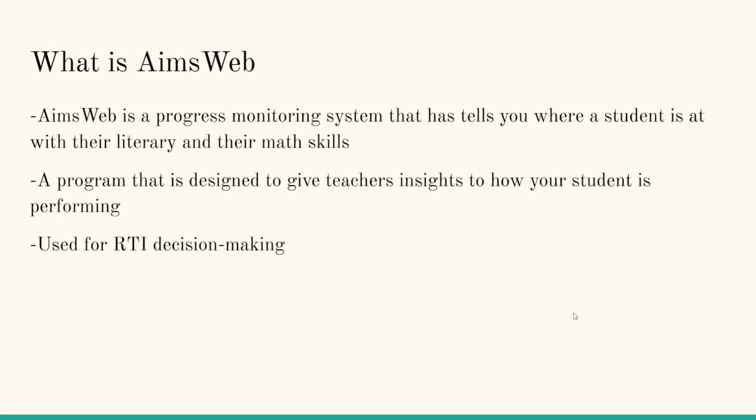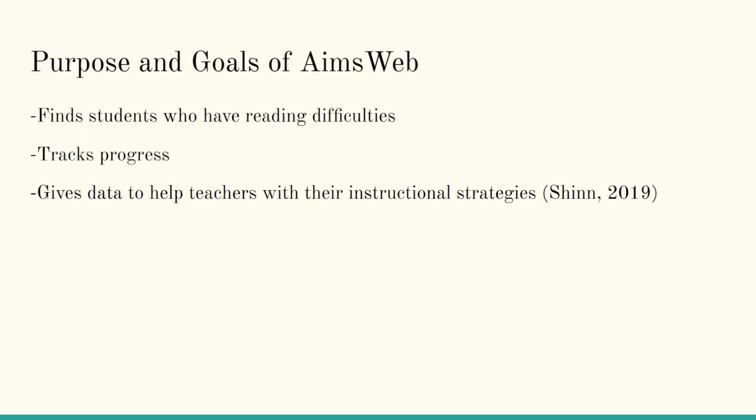So what is AIMSweb? AIMSweb is something that progress monitors, and it plays a crucial role in identifying students that struggle with foundational literacy skills, and it helps educators tailor instruction that meets their needs before they fall too far behind. It uses RTI for decision making, and it helps teachers understand how our student is performing.